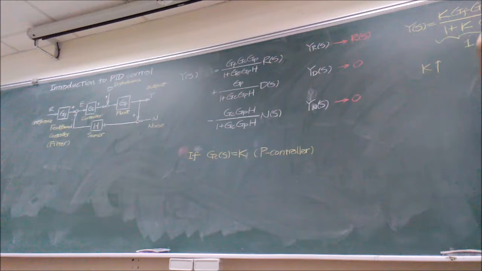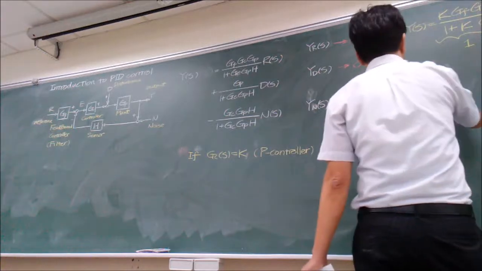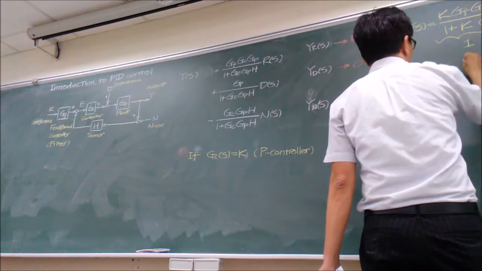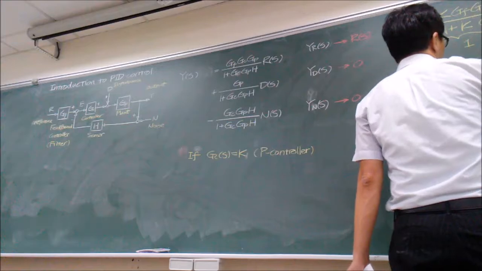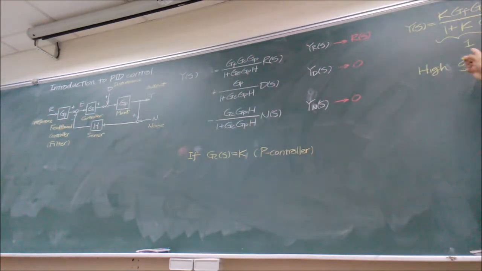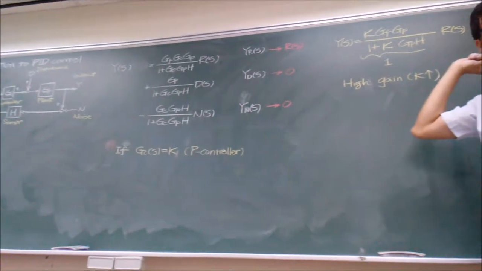K is dominant, the whole thing, which means when you have high gain, which means K is large, your YS is going to be the same as your input. A high gain system is always like that. We're going to talk about whether a high gain system is a good one or not. It's a good one because it's going to be something like this. It's a bad one because there are other things we need to worry about. But when we have a high gain system, it always guarantees your output is the same as your reference.